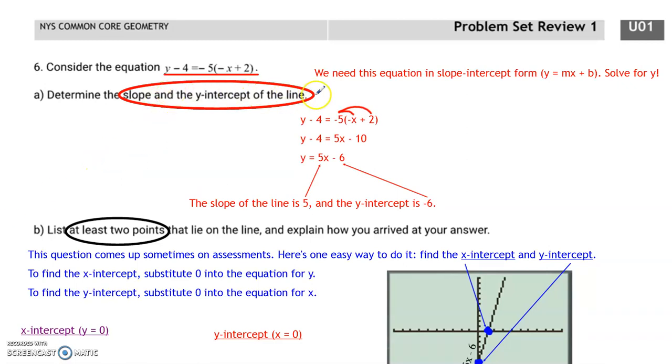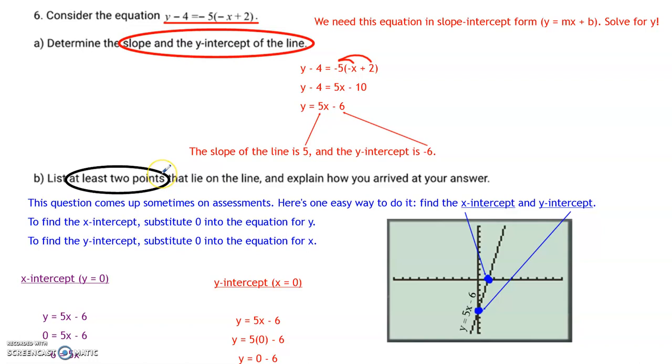It asks for the slope and intercept of this line. It's not in slope-intercept form, but it can be if you use your algebra skills. y - 4 = -5(-x + 2). All you have to do is do the distributive property here, and then move the -4 to the other side. We got the slope and the y-intercept very easily.